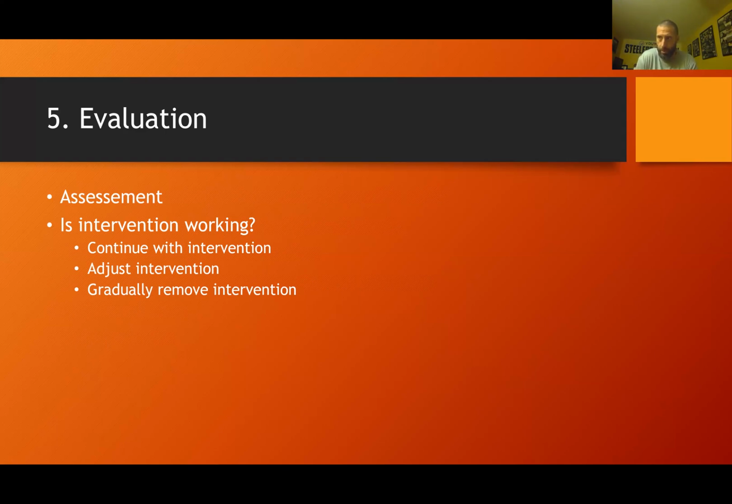If the student's not where we want to be, or we think maybe we're not getting the growth that we're hoping for, then maybe we're going to make adjustments to the intervention. But if the intervention is working really well and students are getting to where we want them, then this may be what we use to decide to start to remove them or wean them off the intervention.